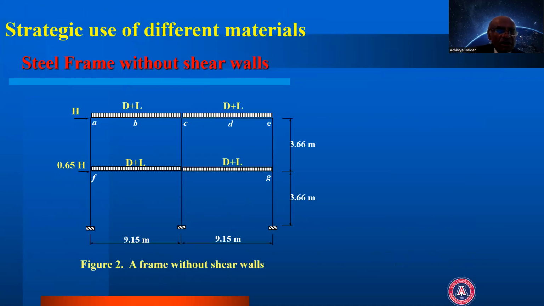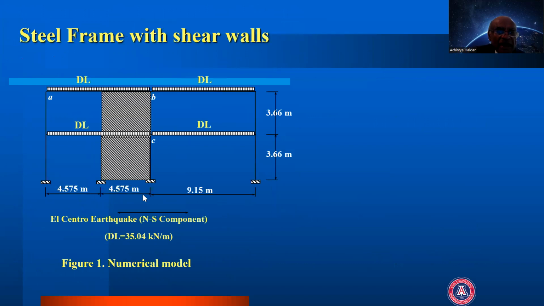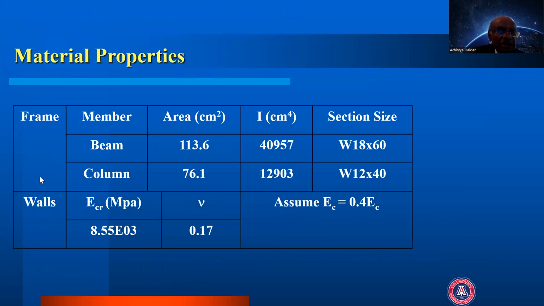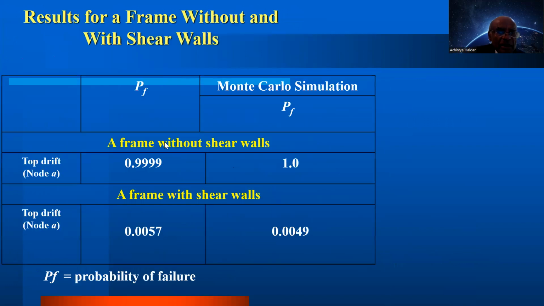I'm going to talk about the first strategic use, how we can use different materials. I design a frame and you find that when I apply the lateral load, it is very weak. To increase the lateral strength, I put in a concrete shear wall, and I'm going to give you the result. Material properties I'm giving you here, and probability of failure without shear wall.